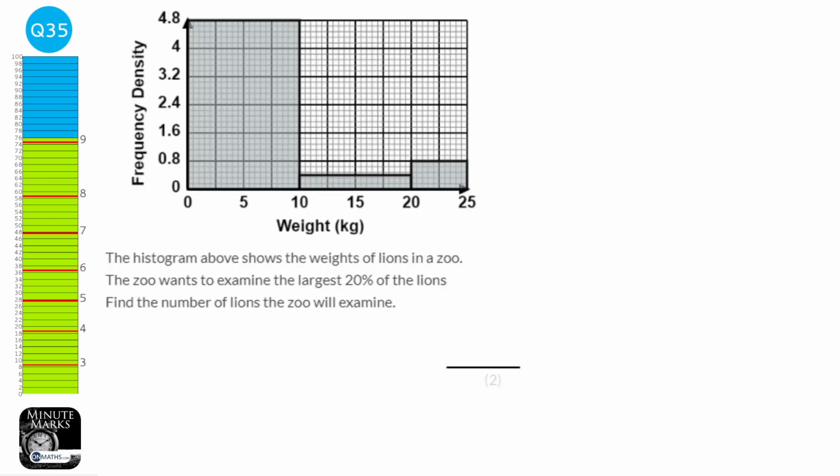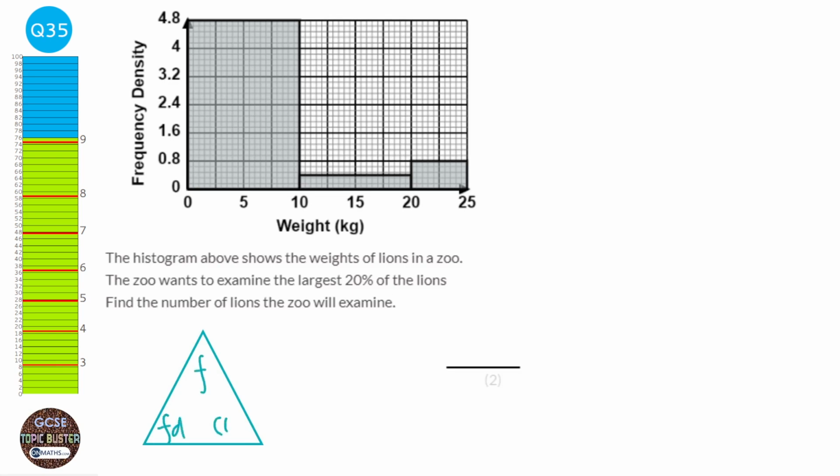So we first of all need to work out the frequencies in each of the bars, and we know that the frequency density is proportional to the frequency over the class width. So we're just going to go through each of these bars and work out what the frequency is. So all we need to do is times the frequency density by the class width.